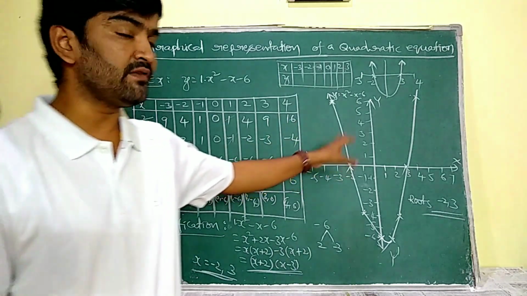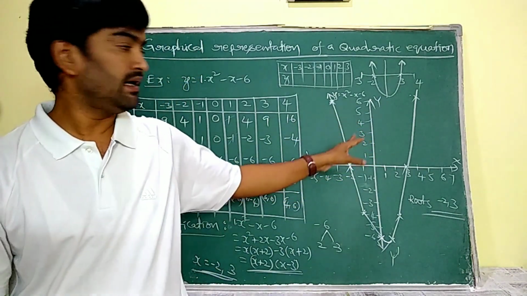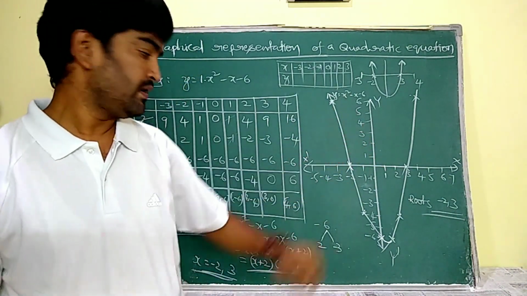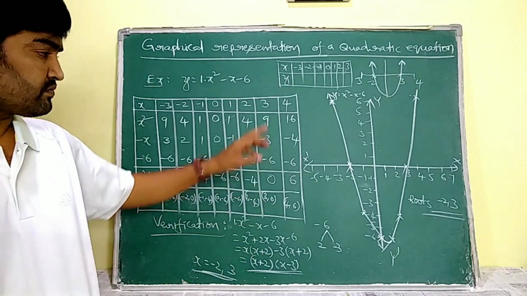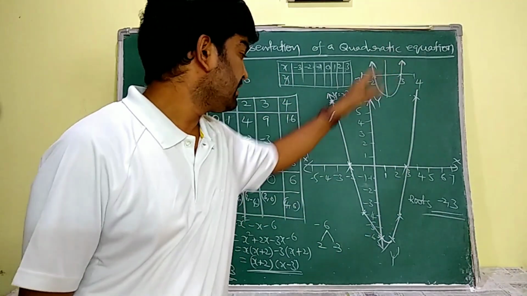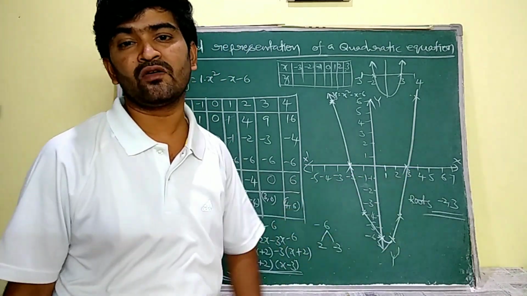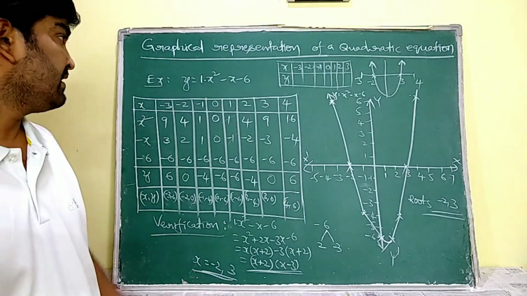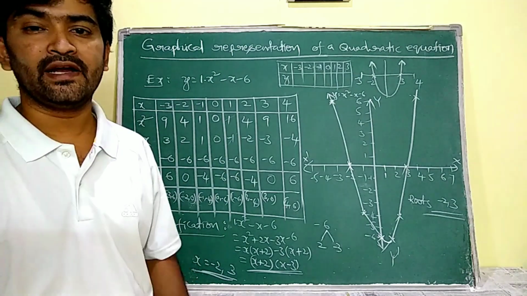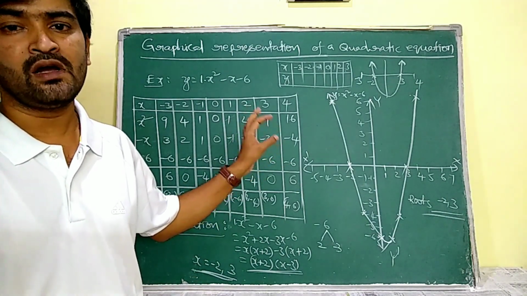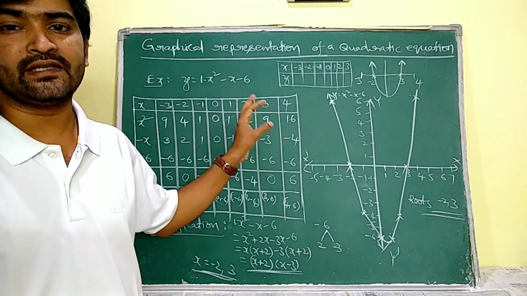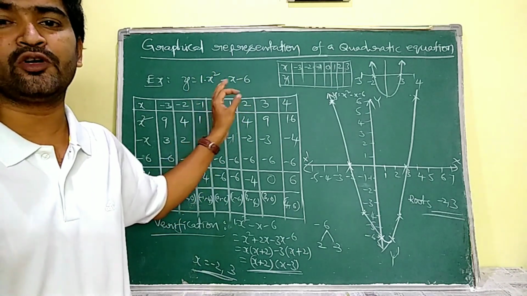You have to draw the graph neatly. Because of lack of space, I drew it roughly. So the graph touches the x-axis at minus 2 and 3. So this minus 2 and 3 are known as the zeros or solutions of the quadratic polynomial. It is a very simple problem. He asks you to find the zeros of the given quadratic polynomial graphically.